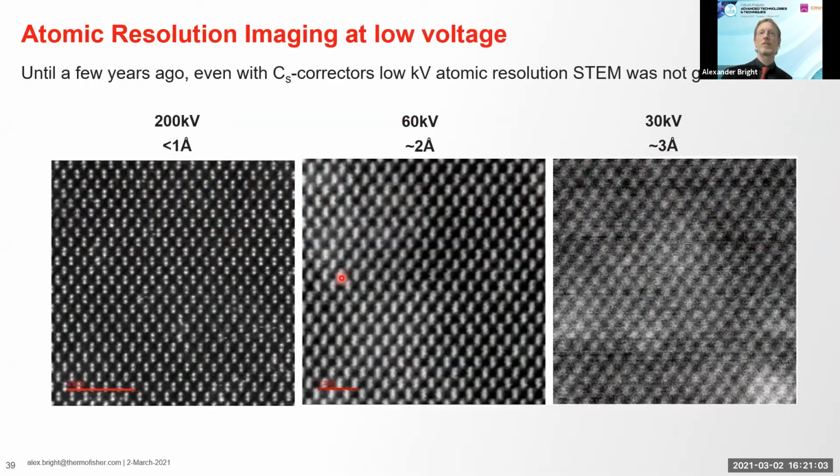So for high resolution, until not so long ago, this was really the common sense: even with a Cs corrector or an aberration corrector, you could get sub-angstrom resolution easily at 200 kV or 300 kV. But if you move to 60 kV, you might get 2 angstrom resolution, and 30 kV might give you 3 angstrom resolution. So you can sort of see a bit, but it's really not very nice to use. Now, this is no longer the case.